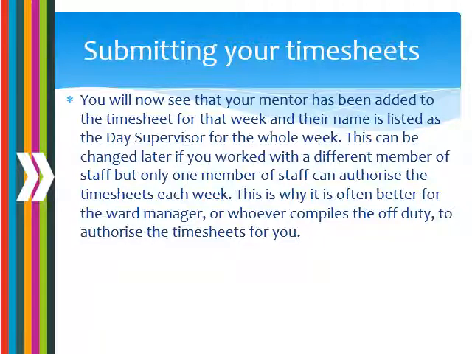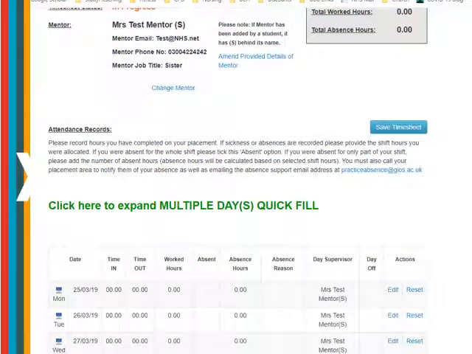You will now see that your mentor has been added to the timesheet for that week, and their name is listed as the day supervisor for the whole week. This can be changed later if you worked with a different member of staff, but only one member of staff can authorize the timesheets each week. This is why it is often better for the ward manager or whoever completes the off-duty to authorize timesheets for you. The person authorizing the timesheets does not need to have worked with you all week in order to be able to authorize them, they can check the off-duty records to make sure they are happy that you were on placement.